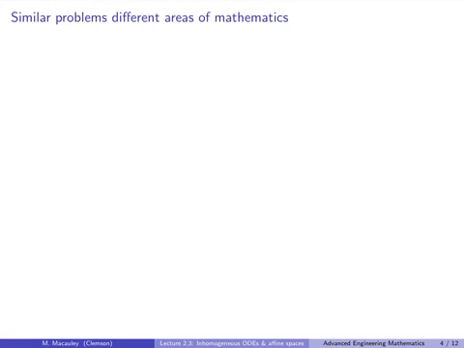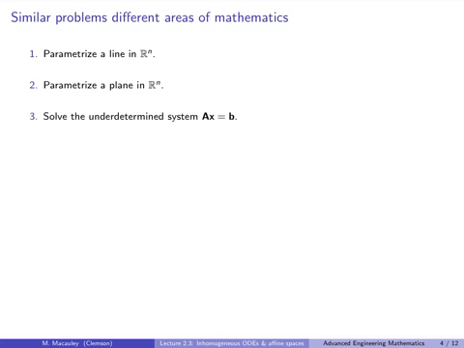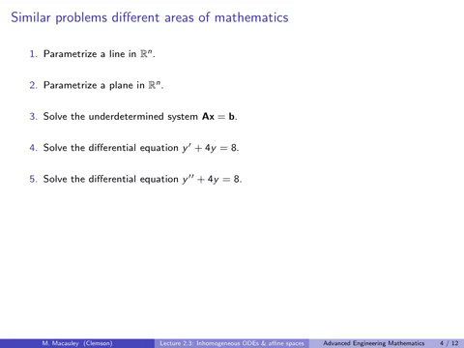Now I want to show you some similar problems in different areas of mathematics that are a lot like this. First, parameterizing a line in Rn. Also, parameterizing a plane in Rn. Next, solving an underdetermined system of equations, Ax equals b. What I mean by underdetermined is that there are too many variables, so there will be infinitely many solutions. And then the last two, we're going to solve two differential equations that are inhomogeneous. The first one is a first order, and the second one is a second order.